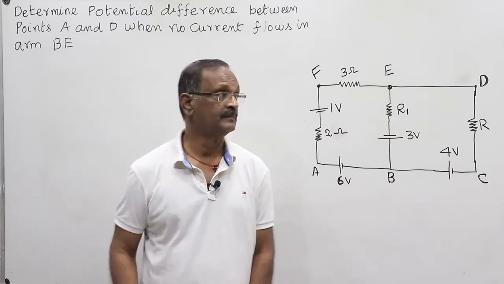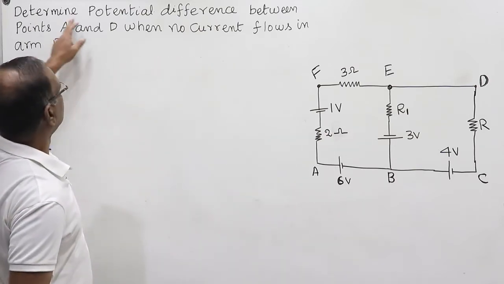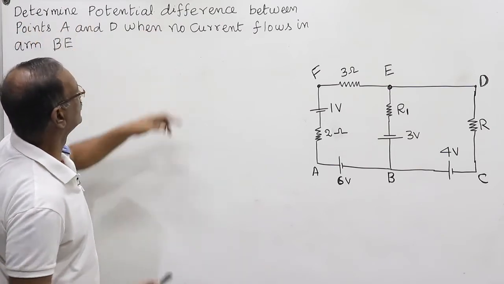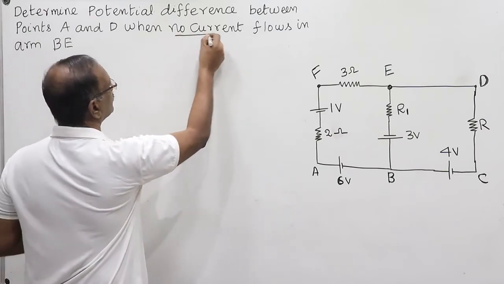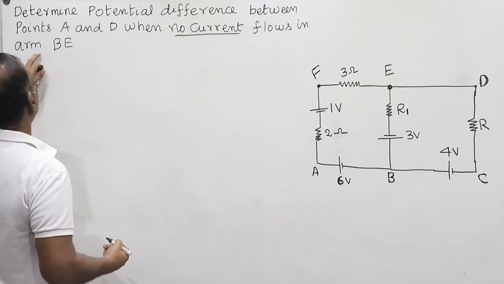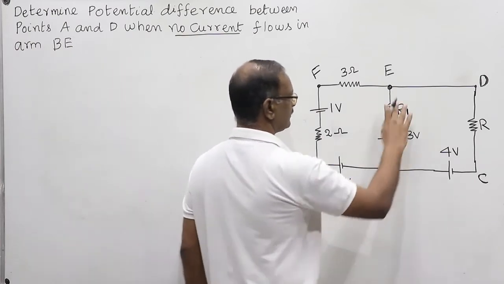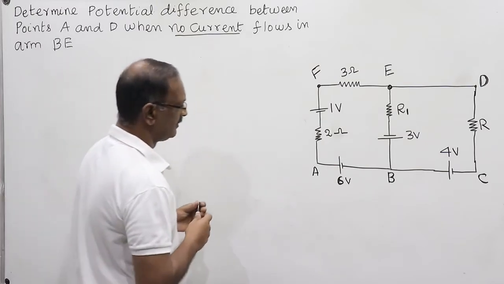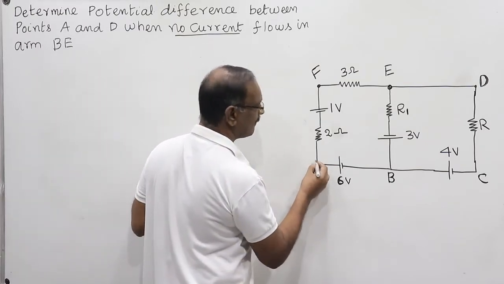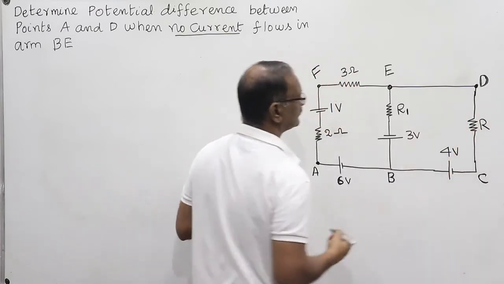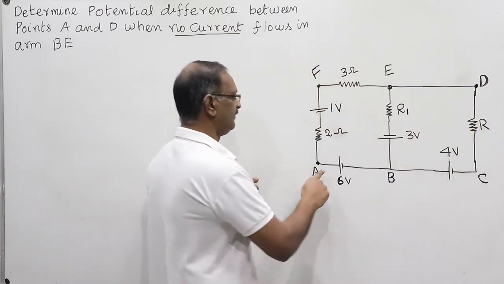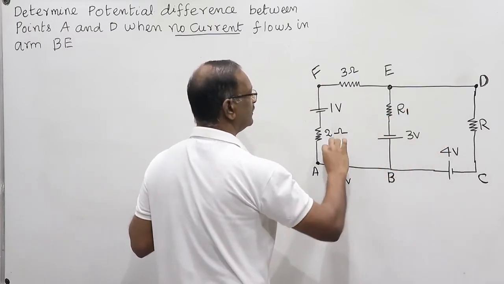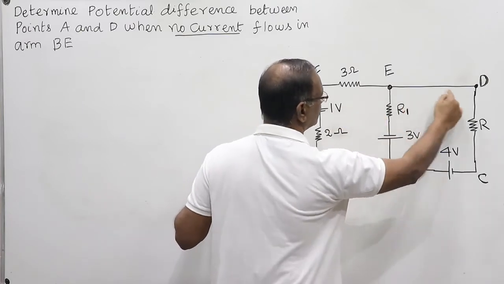Welcome student. In this numerical, determine the potential difference between points A and D when no current flows in the arm B. No current is flowing in this arm B. So we have to find the potential difference between this point A and this point D, which is equal to the potential drop across this path.